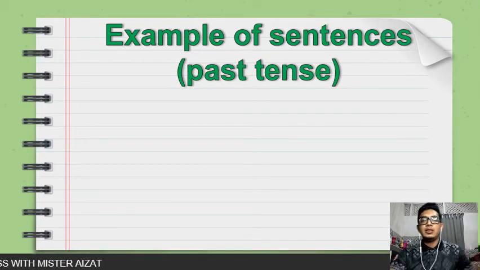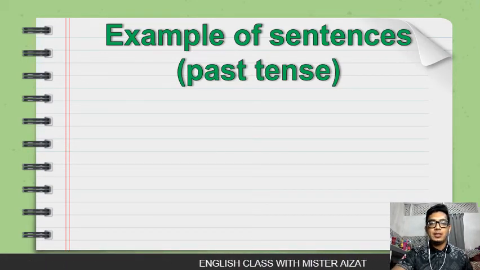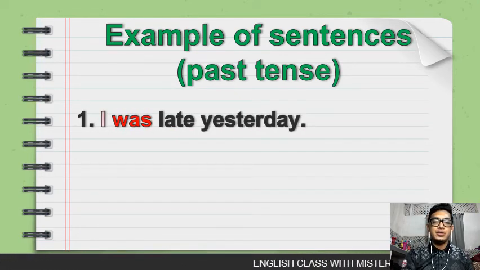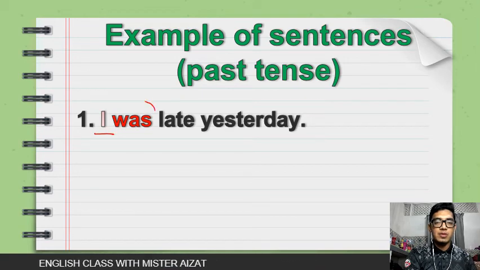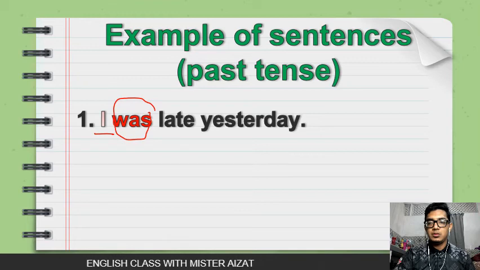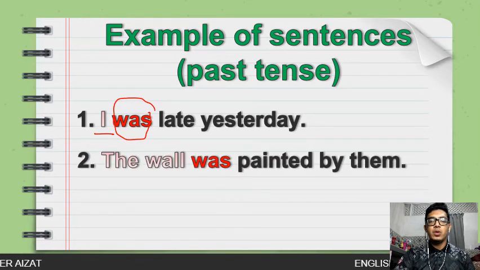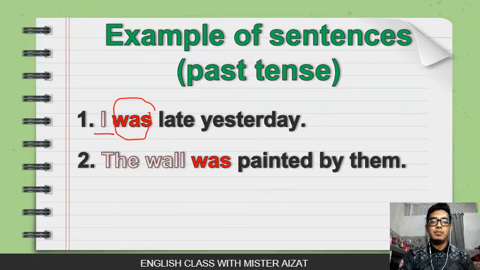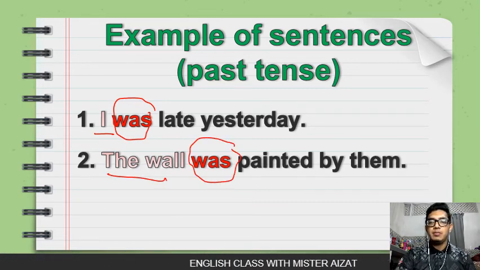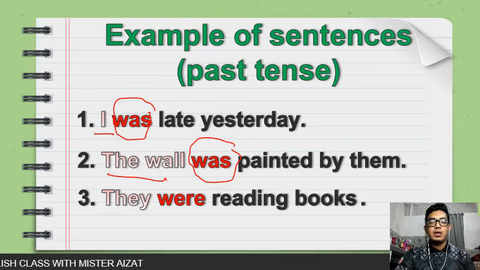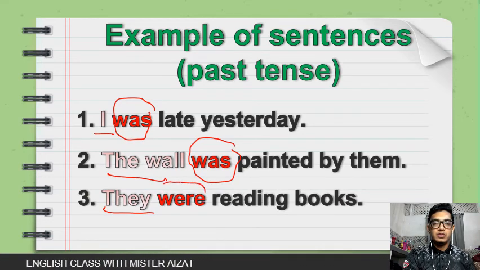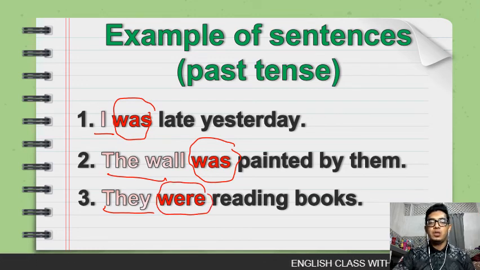Next, examples of sentences for past tense. I was late yesterday. So I must be followed by was. The wall was painted by them. And the last one is they were reading books. They, plural, must be followed by were. So they were reading books.